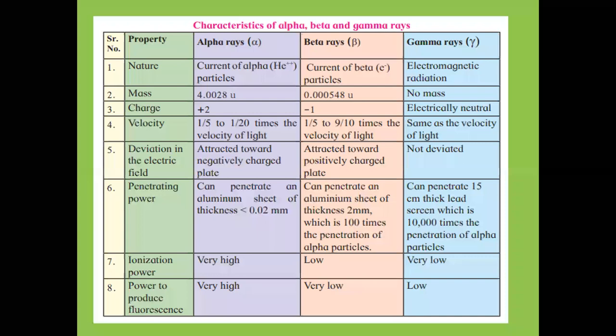Ionization power means the ability or the energy required to remove an electron from the orbital of an atom. That energy required to remove an electron from the orbit of an atom is called ionization power. Got it about ionization power? Done, everyone? Yes.